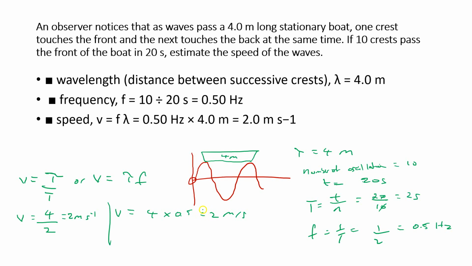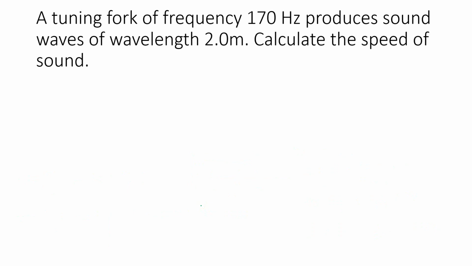So with all of that being said, we can now move on to another question to look at some other things. Here we have a tuning fork of frequency 170 hertz that produces sound waves of wavelength 2 meters. It says calculate the speed of the wave. So we can just go ahead and say wavelength times frequency. The wavelength is 2 and the frequency is 170.